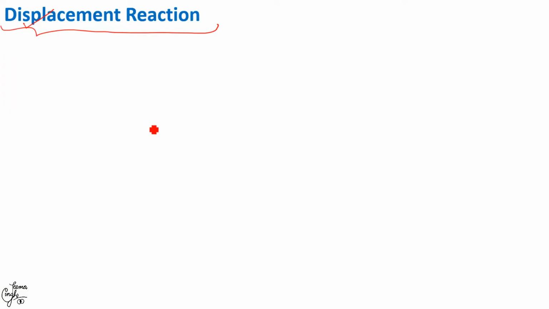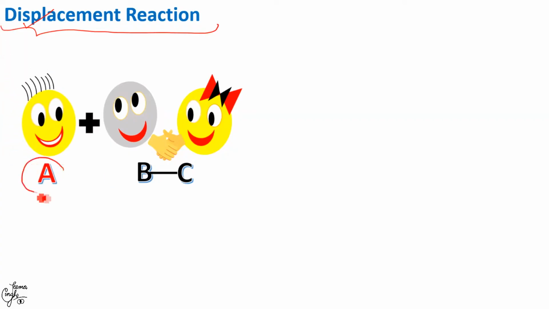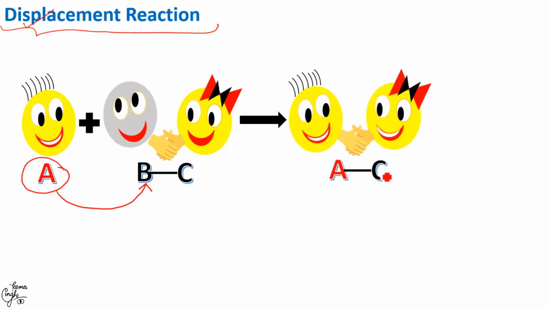Let us say we have two friends B, C, both share a good bond of friendship. After a while, let us say a person A comes into the picture. Now A, being smarter and more intelligent than B, is able to break this friendship bond and kick out B and take its place. You see here? So A and C are friends together and poor B is left out.